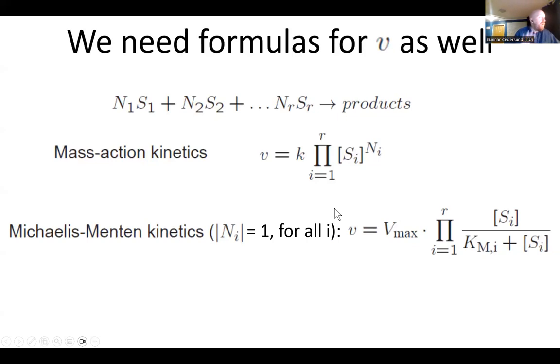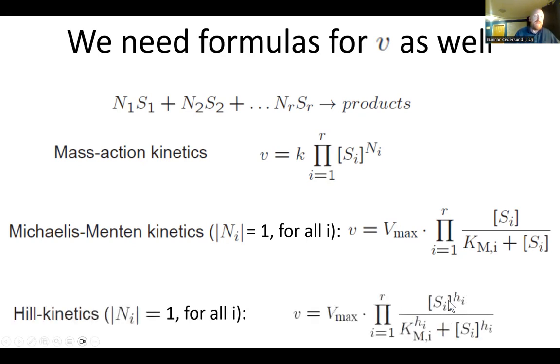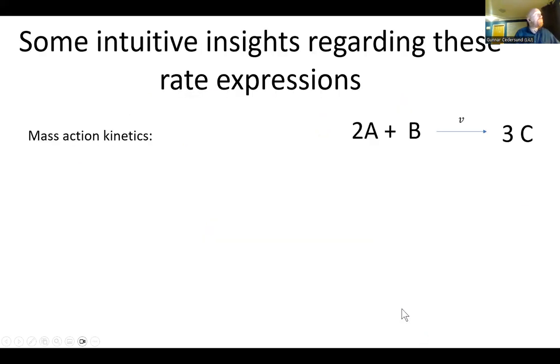And the final recipe that we'll go through is Hill kinetics. And then it's exactly the same. It's just that you have the exponent here of the concentration and also of the Hill of the Michaelis-Menten constant. Okay, so now we've seen the formulas. Now let's understand a little bit intuitively what they do.